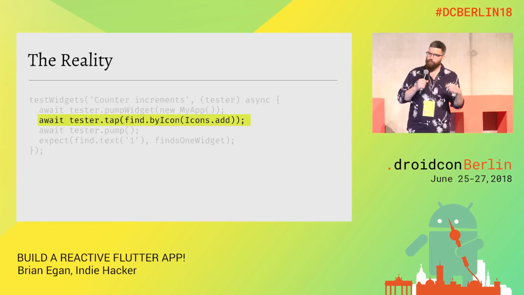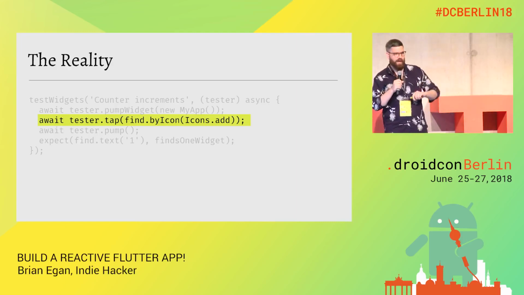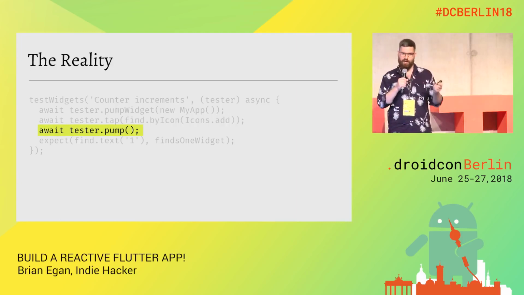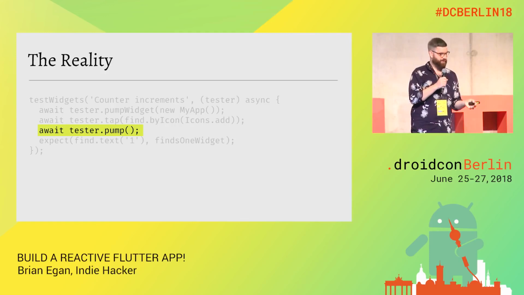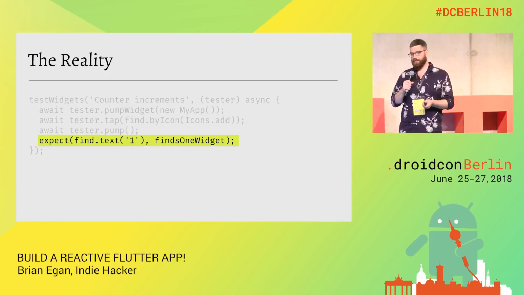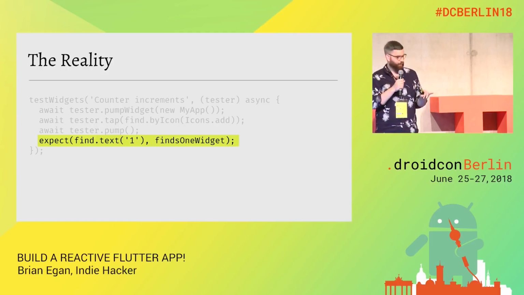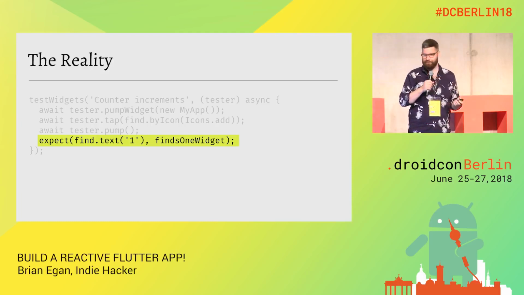Then you need to look through the widget tree, and you can say, okay, let's tap on that button. Then you can say, okay, Flutter, I know some state has changed, so please rebuild the UI. And then you can finally say, okay, can we look through the widget tree and find the text that we expect?